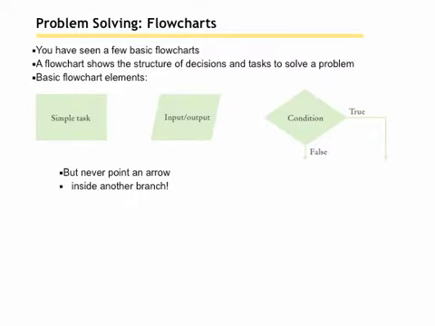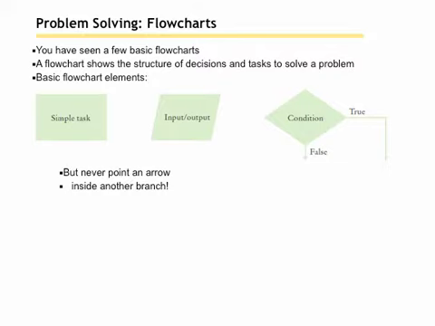Let's take a look at flowcharts. We've used a few basic flowcharts, and a flowchart is really good for showing structures of decisions and tasks to solve a problem. There are basic flowchart elements. The rectangle is used for processing or a simple task. The parallelogram is used for input or output, and the diamond is used for a condition, such as an if statement. When we have a diamond, we always need to label the flow lines exiting that diamond and indicate which path is true and which path is false.